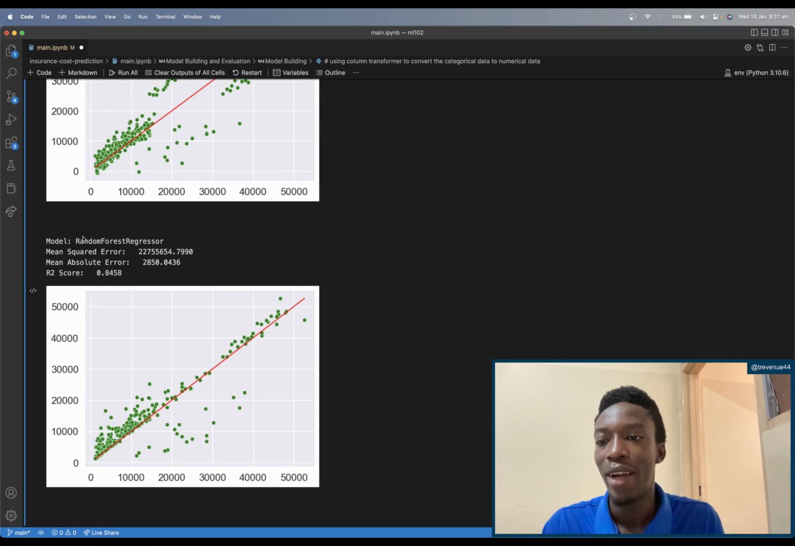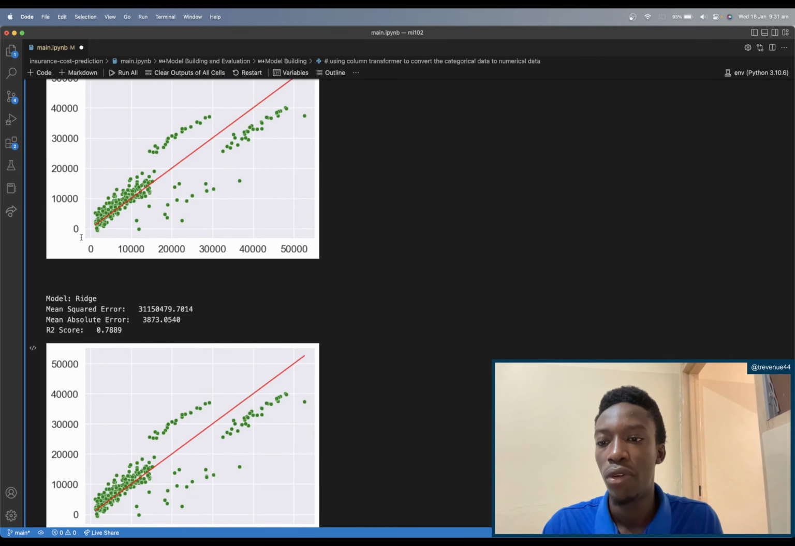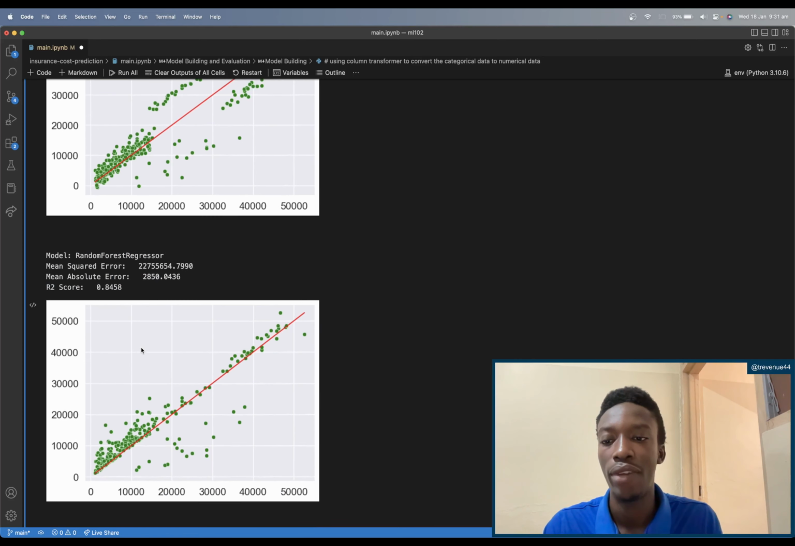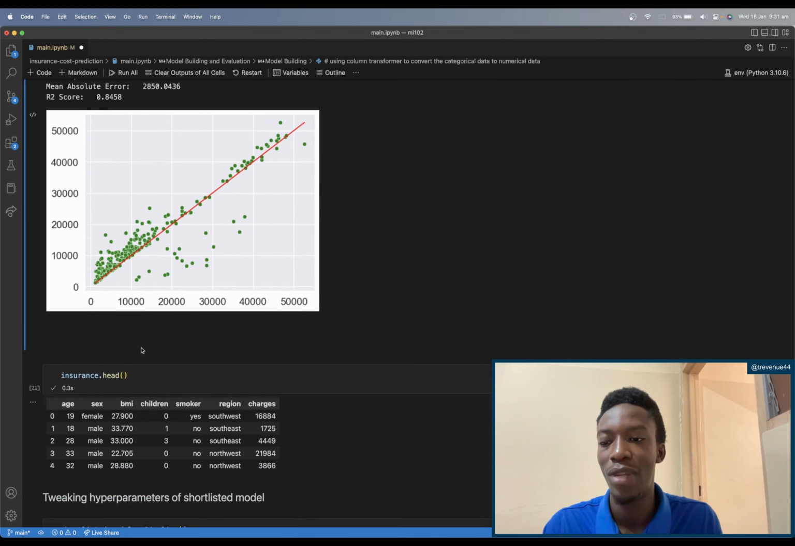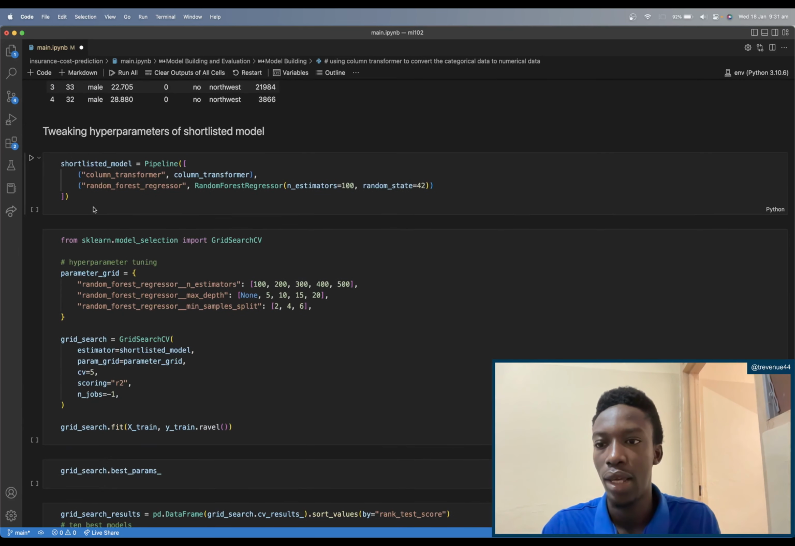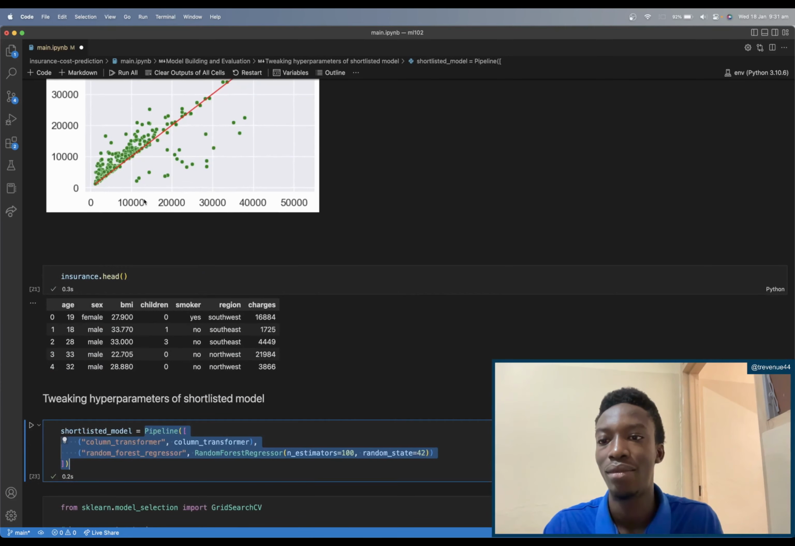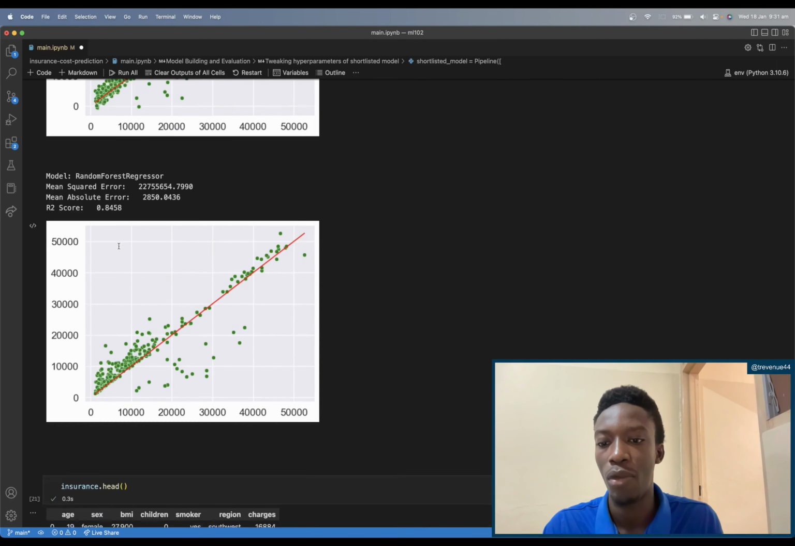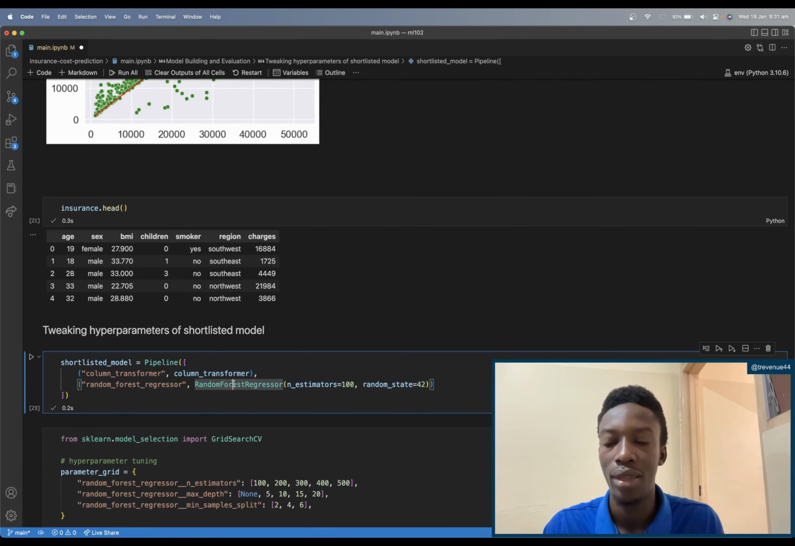Right, so I realized that out of the 3 models that I chose, it was the random forest regressor that was doing a whole lot better, 0.8458. So I literally shortlisted that model, and that's what I did over here. Shortlisted that model, which is essentially just writing the same pipeline that I wrote here, but then specifying just that model straight here. Nothing so fancy here.